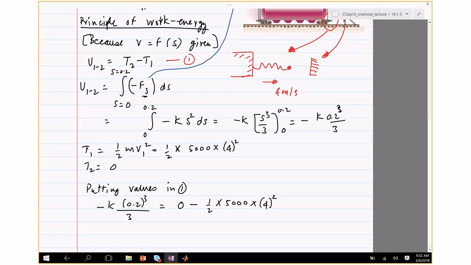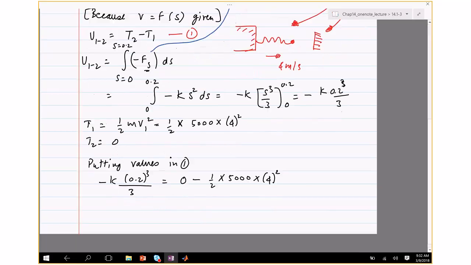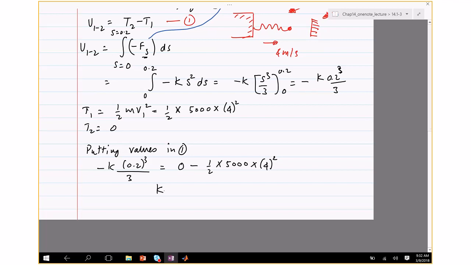Okay, so you can clearly solve for k because that's the only unknown in that equation. So solving for k gives me 15 times 10 raised to 6. Okay, what are the units on the spring constant? Normally the units are newtons per meter, right? Because the force is in newtons and the spring force is k times x. So in this case, it's not newtons per meter, it's newtons per meter squared.